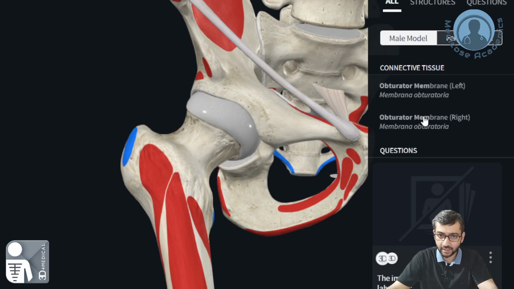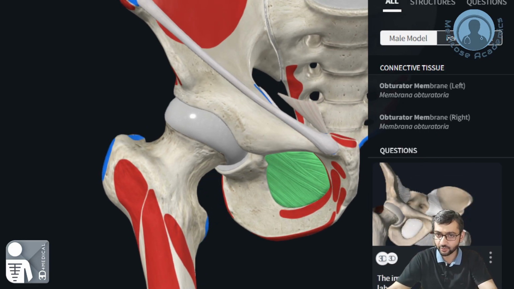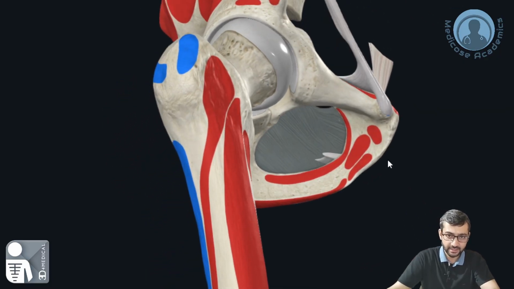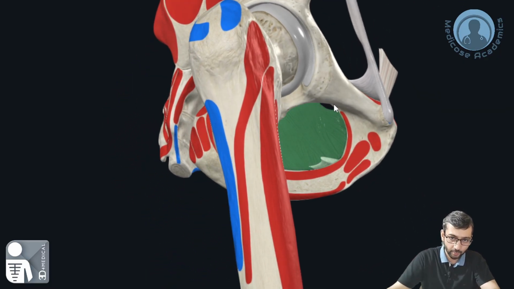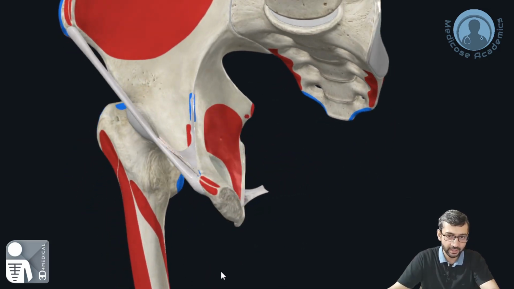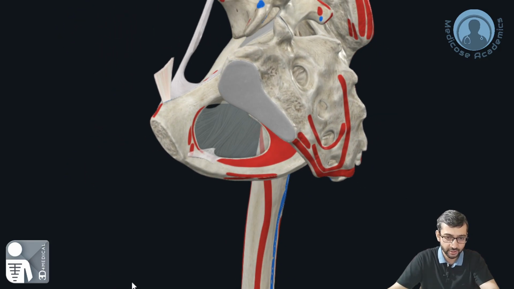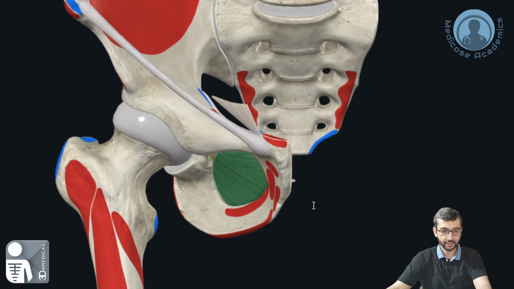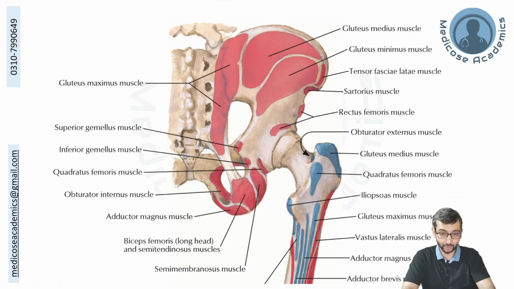By the way, that can be considered an attachment for all the three muscles. So this is the obturator membrane. As you can see, it leaves a little opening on the top here. That is the obturator foramen, and the groove of the bone here is called obturator groove. That's it. We are done with the attachments of the pubic bone.